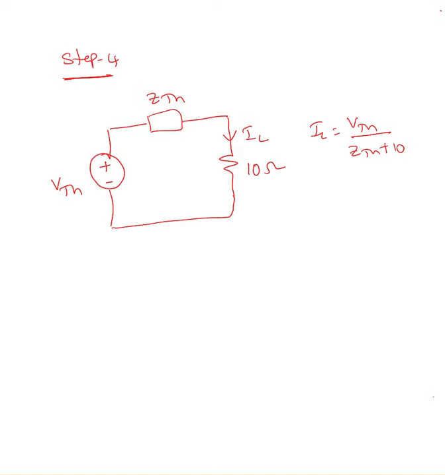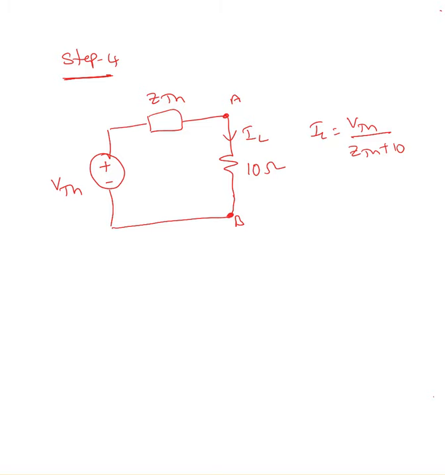Now step 4, draw the Thevenin equivalent circuit. So here is the Thevenin equivalent circuit with V Thevenin and Z Thevenin we found from step 2 and step 3. Now connect your 10 ohm resistor, which we removed in step 1, back and find the current passing through the 10 ohm resistor, which is V Thevenin over Z Thevenin plus 10 ohms.